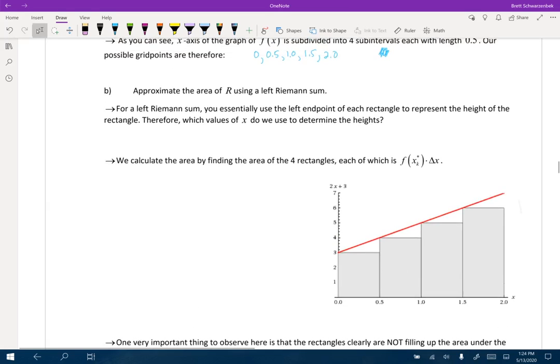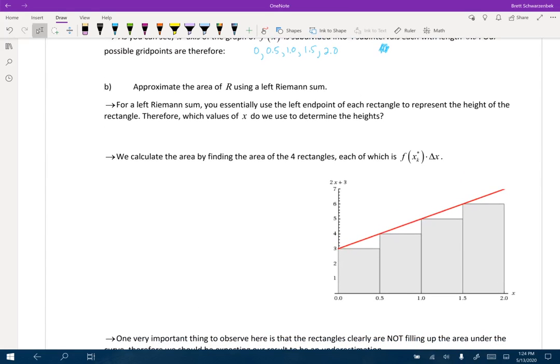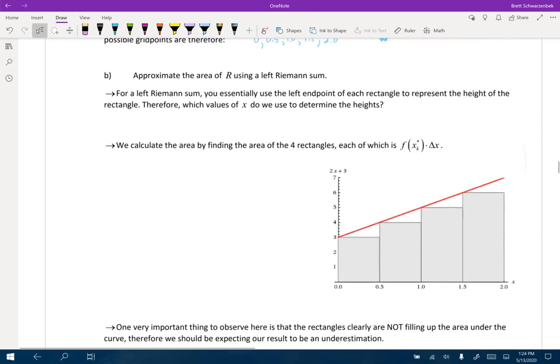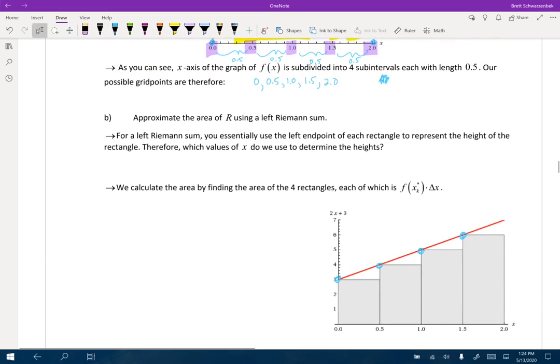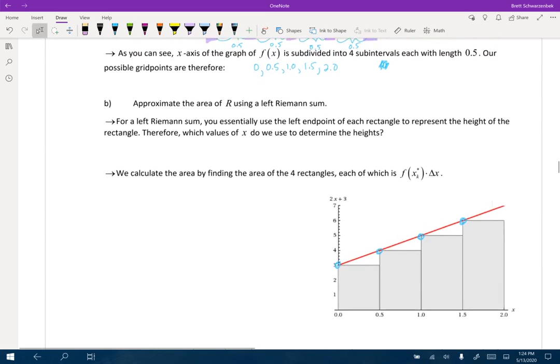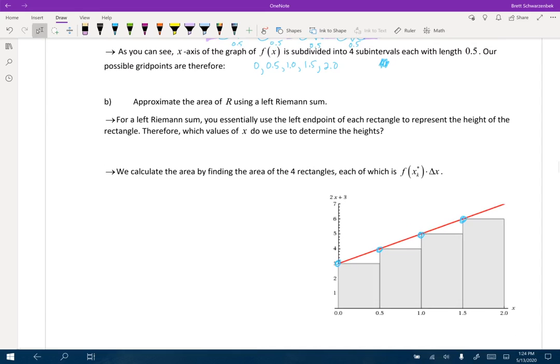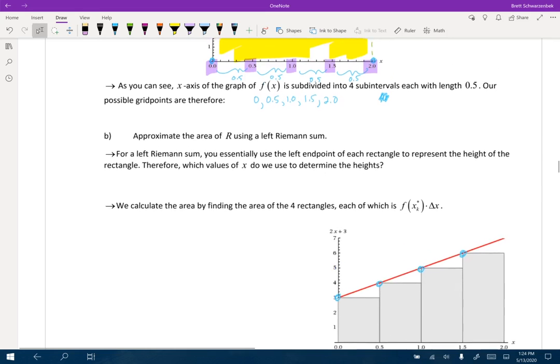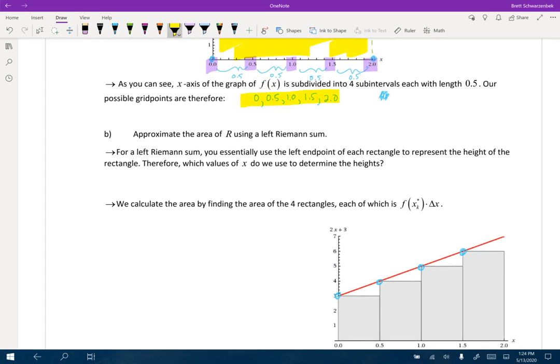Well, let's look at the picture real quick. Remember, it's the same area, but what did we do? We basically took our rectangles and drew them so that the left side of the rectangles intersects the curve that we want to find the area under. So, based on what you've learned about a left Riemann sum, if you look at these 5 grid points, which one are we not going to use to determine the height?